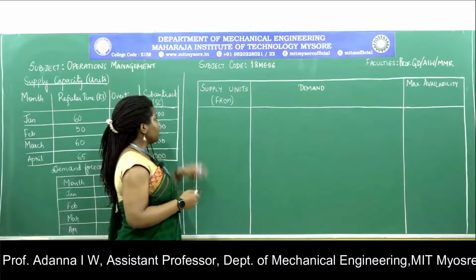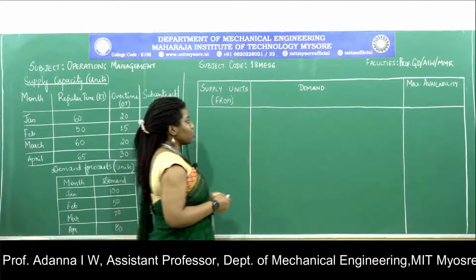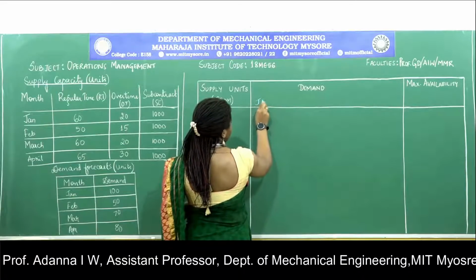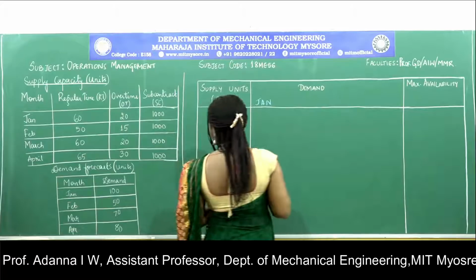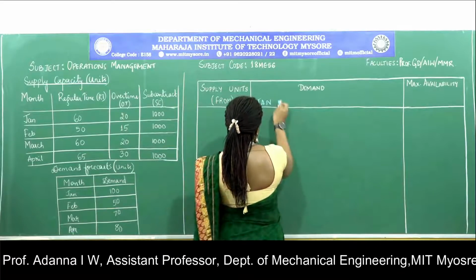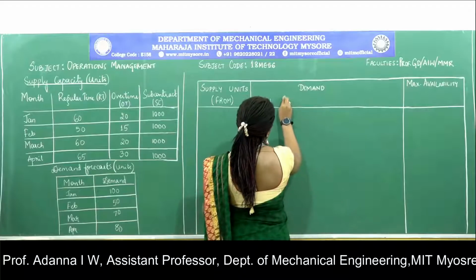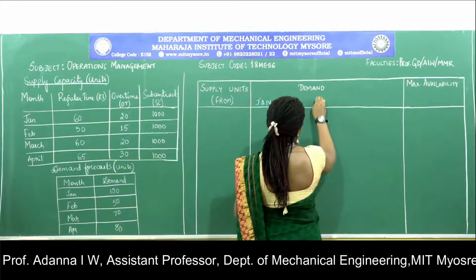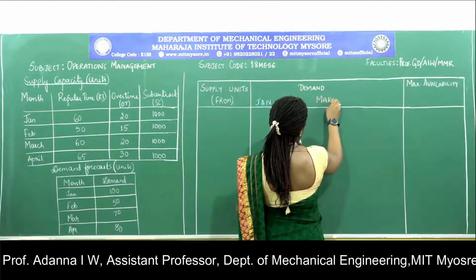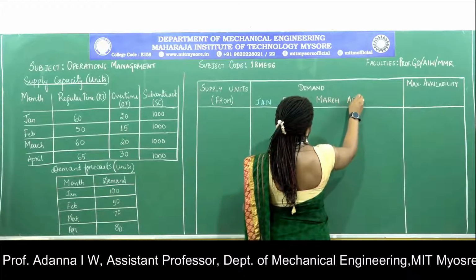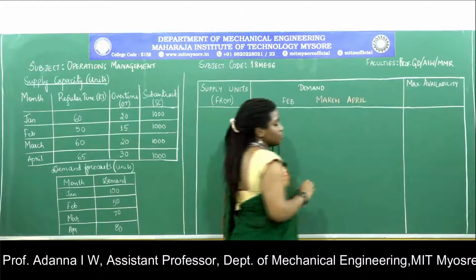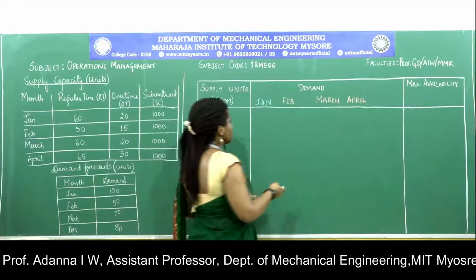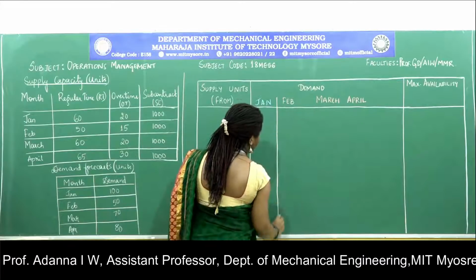So when we start from here, the supply in units is given. The demand is also given to us for various time periods. So that we will write here. The demand is given to us for January, it is given for February, for March, April. It is given to us for all of these months. So here, this is the demand column.